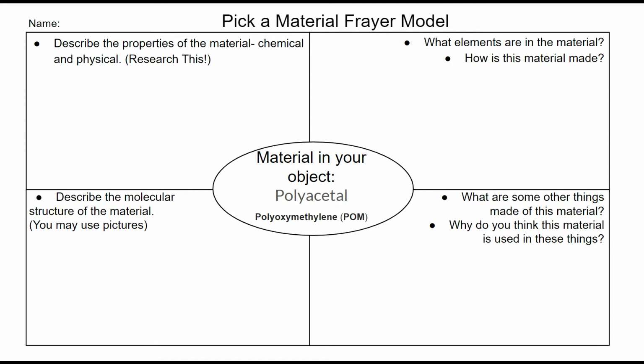Great. So once you've chosen that, you're going to write it in the middle, either on the Frayer model that I digitally created for you in Google Sheets that was attached to the assignment, or if you're doing it on your own piece of paper, put it in the material-in-your-object circle in the middle. I'm going to do polyacetal, and I think that's how you pronounce it, but I am honestly not all that sure.